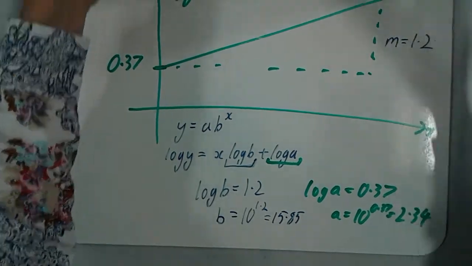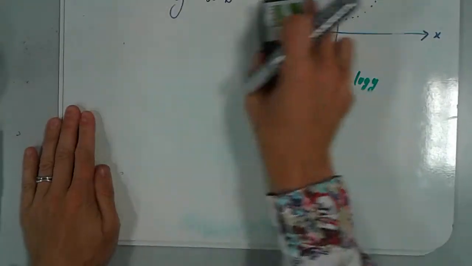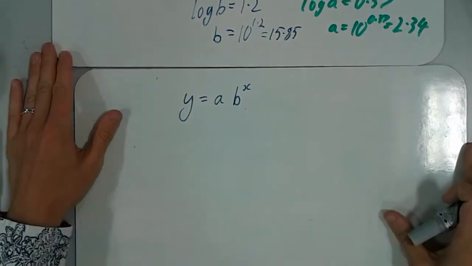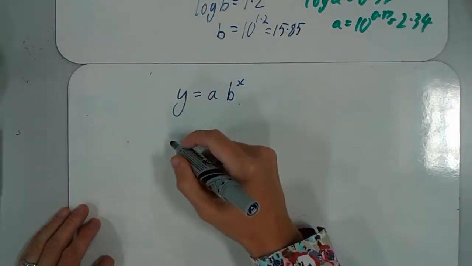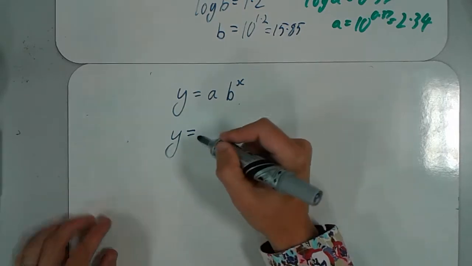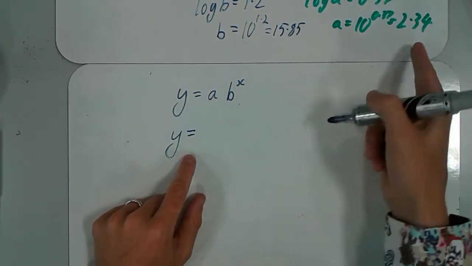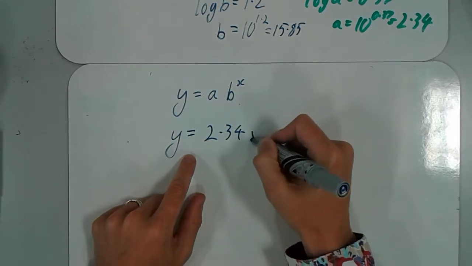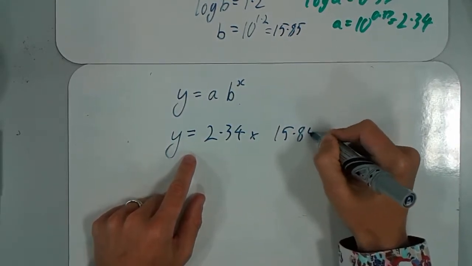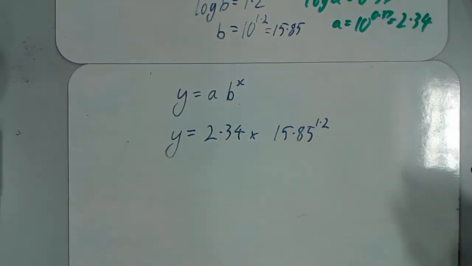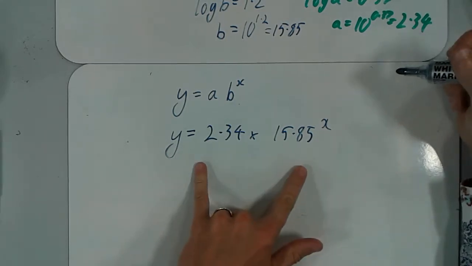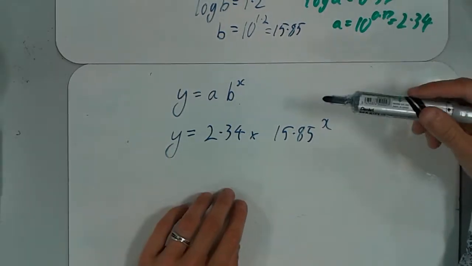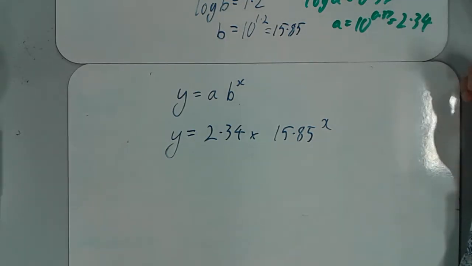Once we've done all of that work, we can now write down the original equation. We'll just clear this board quickly. We suspected it was of the form y equals a b to the power x. Now that we know our a and our b, we know that the equation of this line is y equals 2.34 times 15.85 to the power of x. We have our equation. That is the model that we can use to predict whatever the context to this question was.